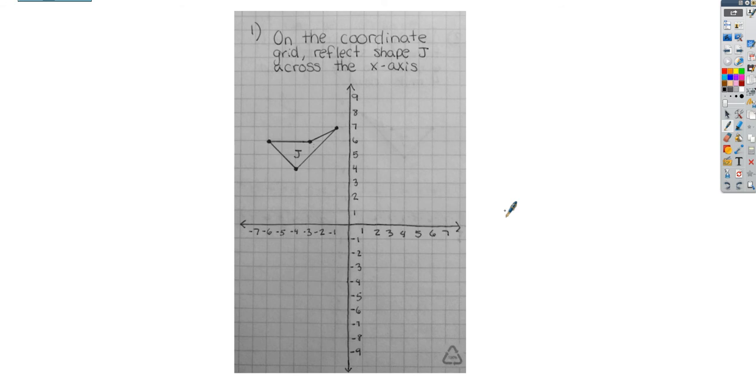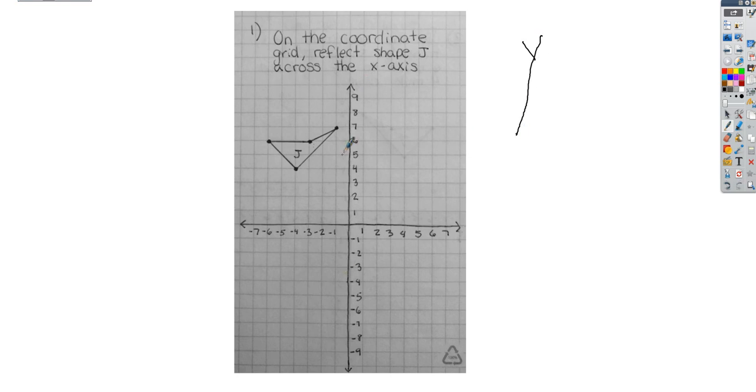So we're going to be going over some questions that are similar to the test questions for round 2. We're going to be looking at number 1, so this is similar to number 1 on your test, and it says on the coordinate grid reflect shape J across the x-axis. So we need to decide which of these axes is our x-axis. And I always remember this because the y can be really long.